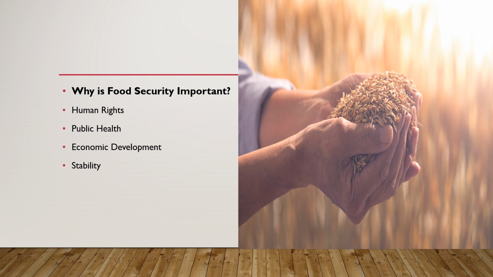Human rights. Now, access to adequate food is a fundamental human right. Everyone should be able to feed themselves in dignity. So it is very important. The next is public health. Now, when people are undernourished or malnourished, they are more susceptible to diseases, have reduced cognitive and physical abilities, and a decreased lifespan.